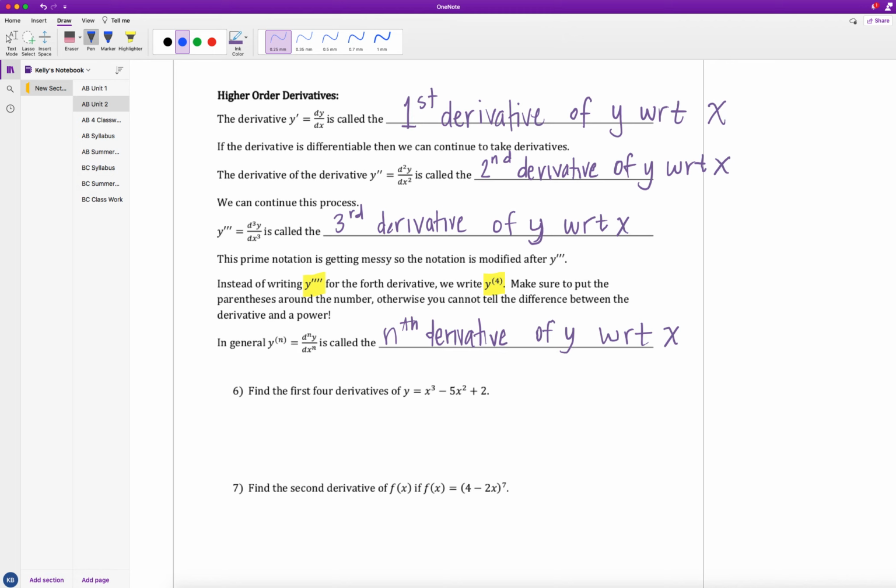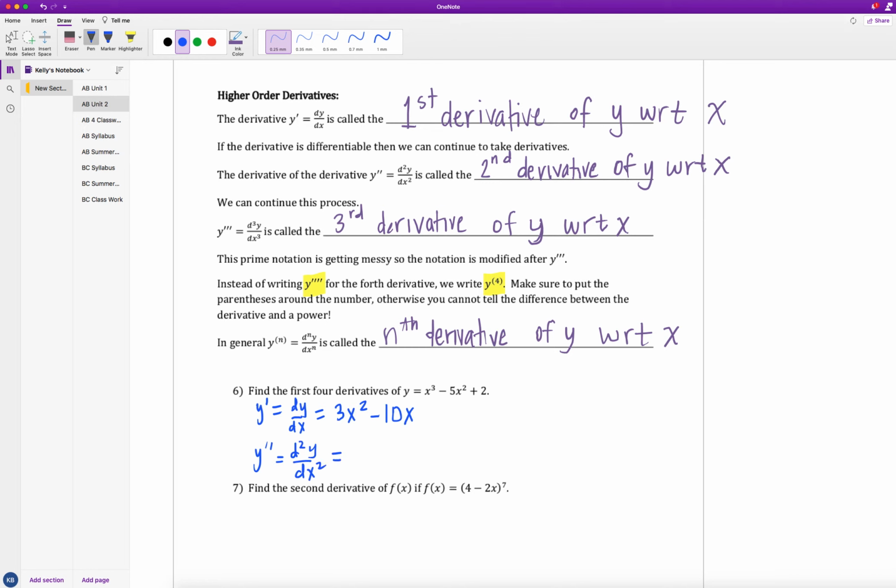So in question 6, they're asking for the first 4 anyway, so I need to have all of those listed, but even if it just said find the fourth derivative, I would still have to list the first, second, and third derivatives as well. So on each one of these, I'm going to use both notations. So y prime is equal to dy over dx. So we have both of those there, and let's find our first derivative here. Our function is a cubic, so I just have a power rule here. So our first derivative will be 3x squared minus 10x, since the plus 2 is a constant and will drop out.